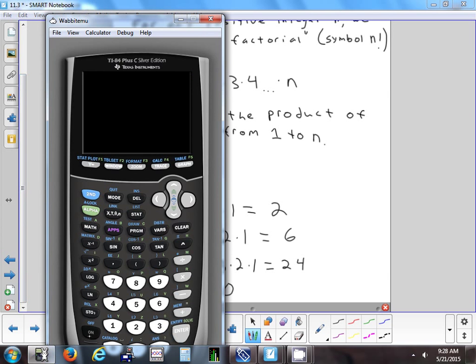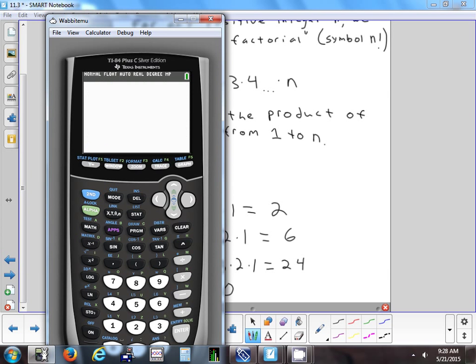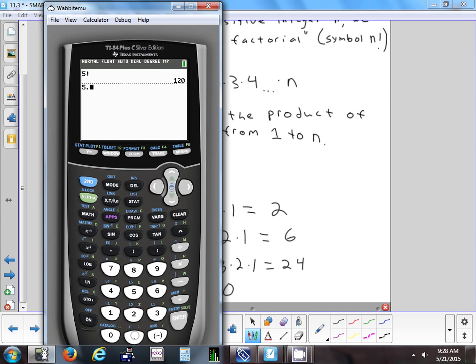On your calculator, the button for factorial, I'll just show you where it is. Type in 5. It's under math, number. And hold on. Is it under number? No, it's under probability, I'm sorry. Under probability, it's the 4th option. Now you can do decimals, like you could type in 5.5 and do a factorial, and it'll give you an answer.